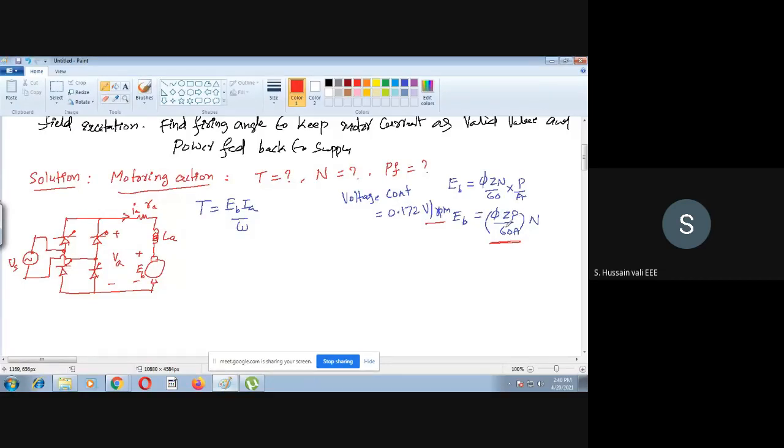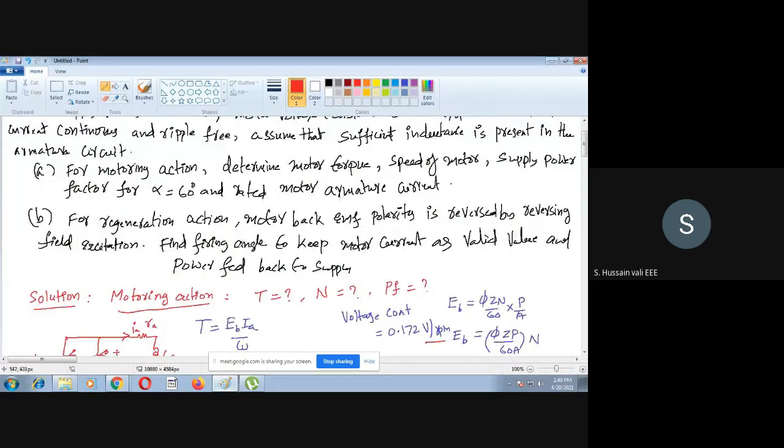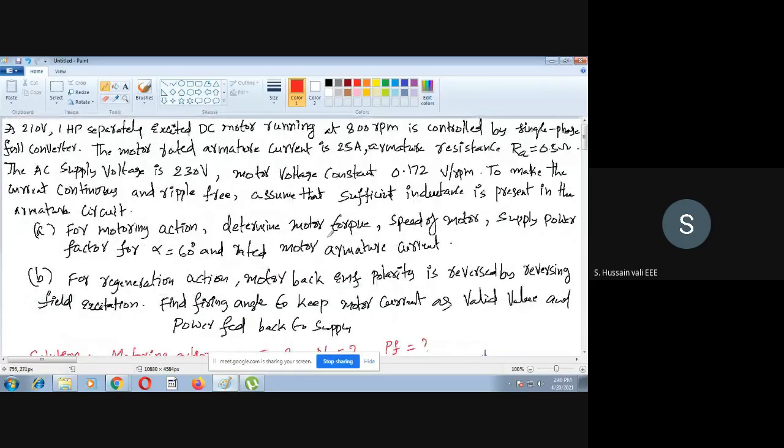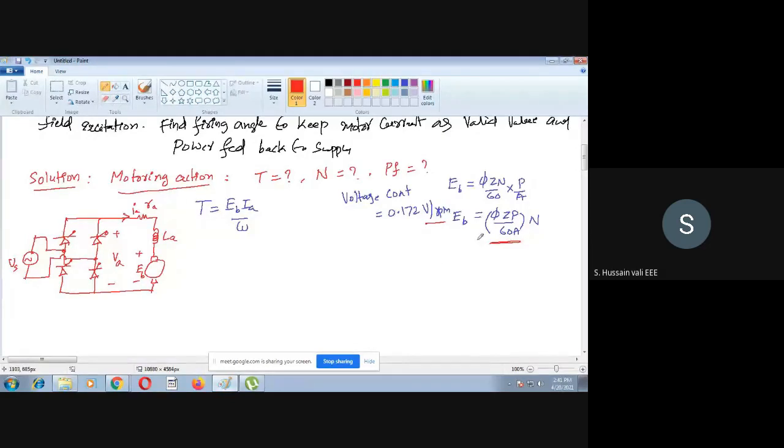Did he mention anything regarding the field? He did not mention anything regarding the field here, and it's a separately excited motor, so he did not mention anything regarding the field circuit. So we will take that the field is coming from a separate source and is constant. So phi is constant, Z is constant, P is constant, 60 is constant, everything is constant except N. Then what is this constant? If I take this as a constant K, then this constant is EB by N.